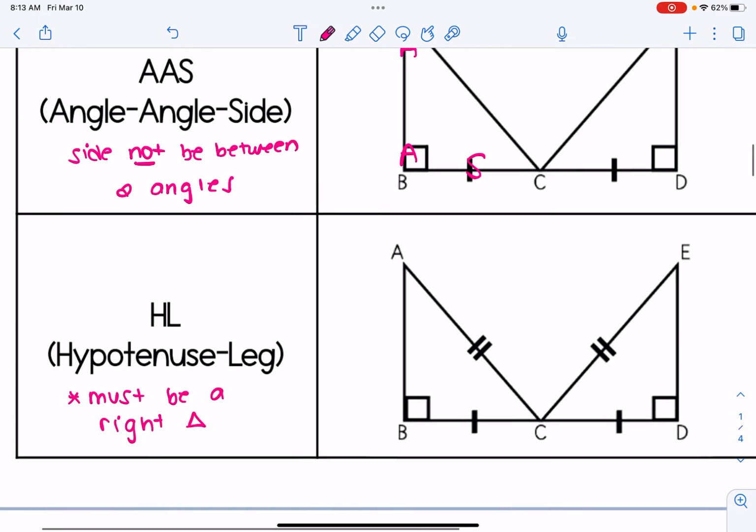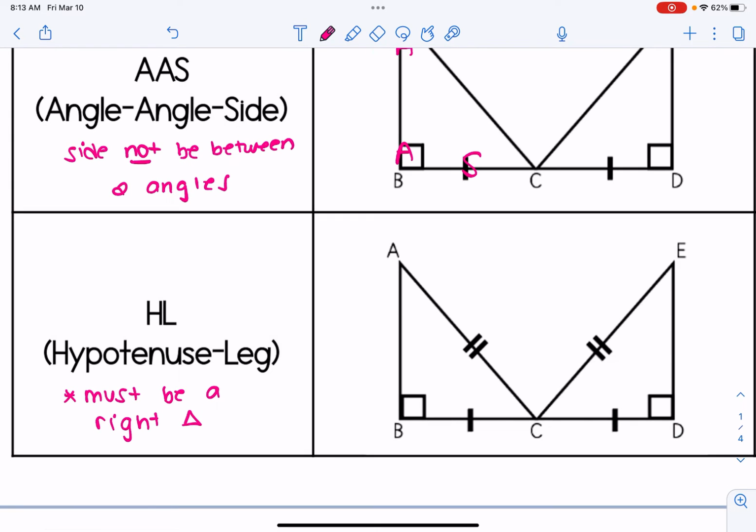So if we take a look at the picture here, is it a right triangle? If I look at ABC, yes it is, because I see the right angle there. Here's the hypotenuse. It has congruent markings. And here's a leg that has congruent markings. So this is our example of hypotenuse-leg.